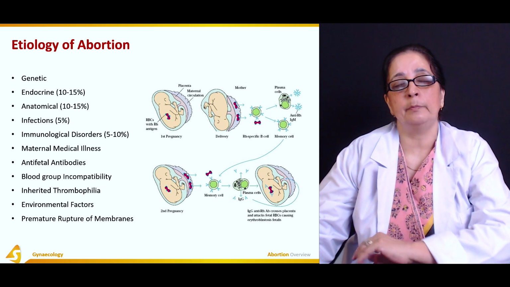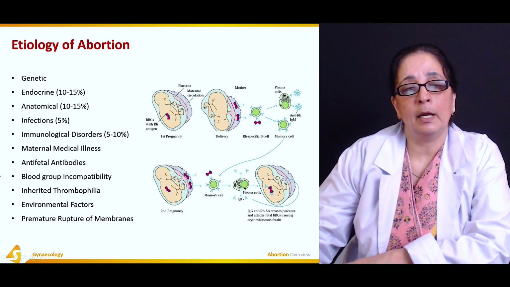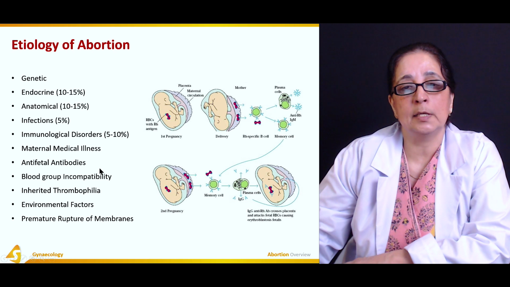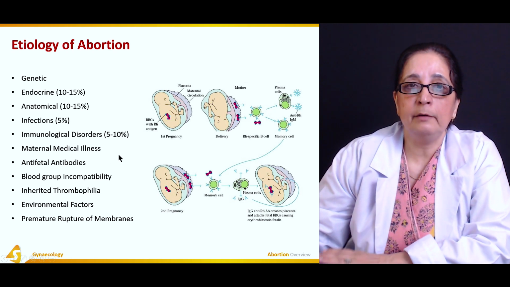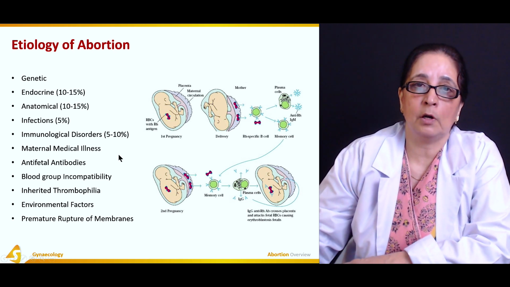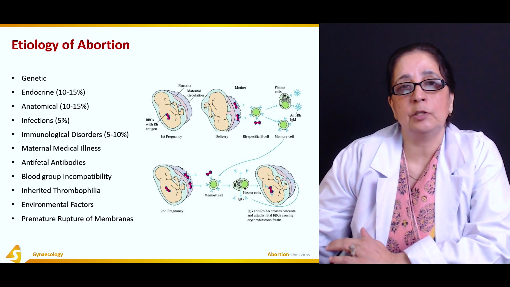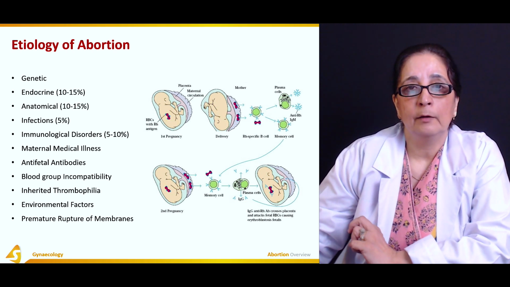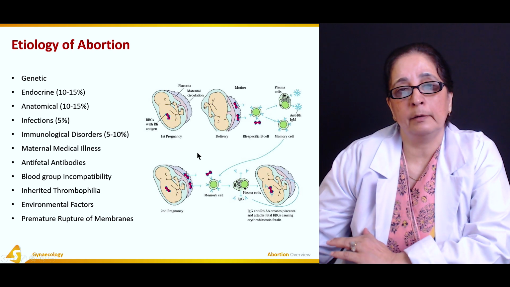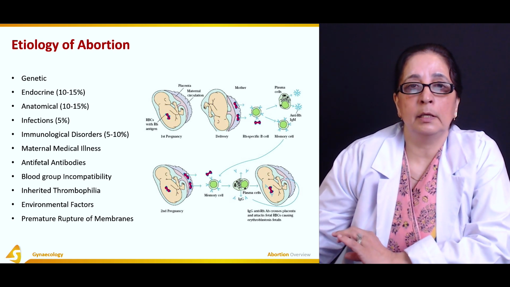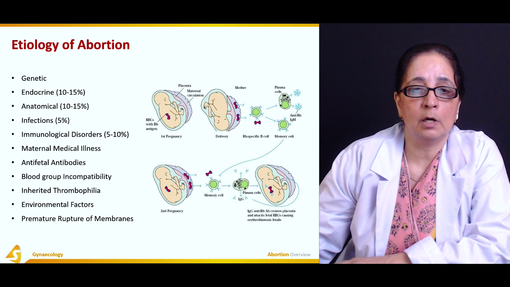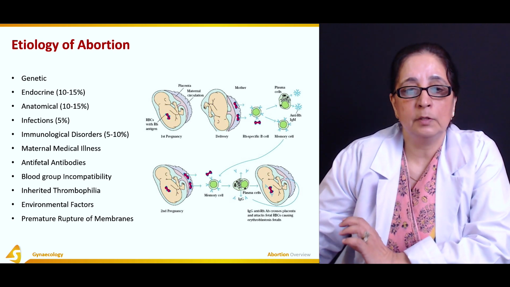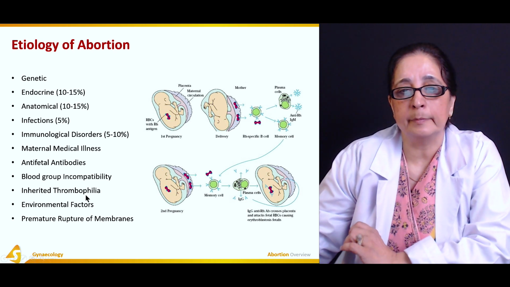the antibodies that are formed in the mother go into the baby and destroy the red blood cells of the baby. So it is a very, very serious condition if not treated, and usually this is treated by RhoGAM, which is given within 72 hours after the delivery. So that's blood group incompatibility.